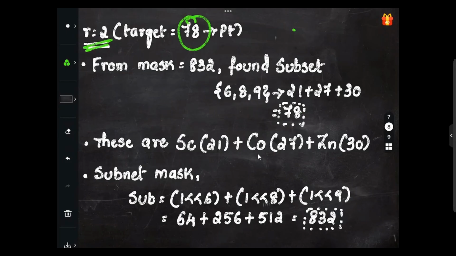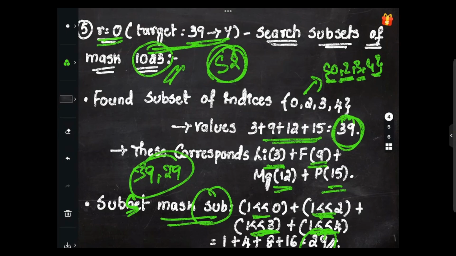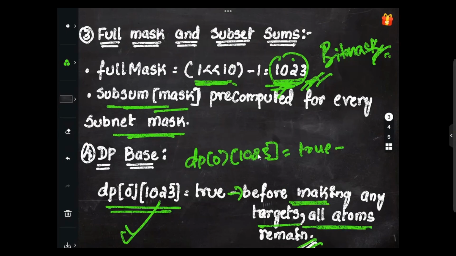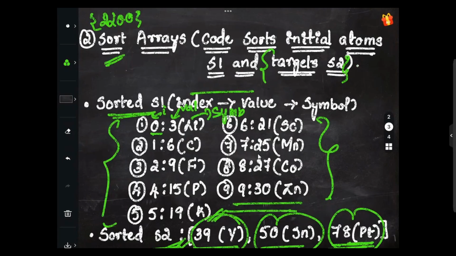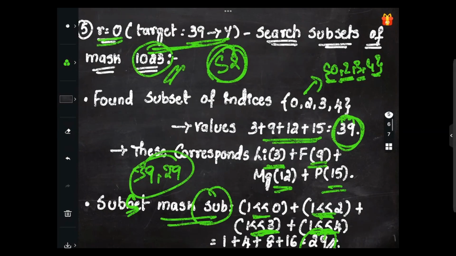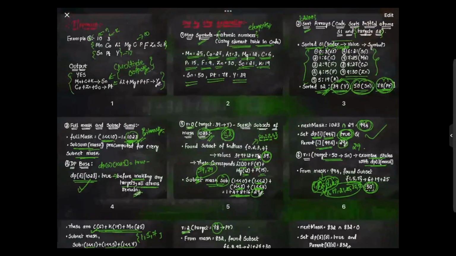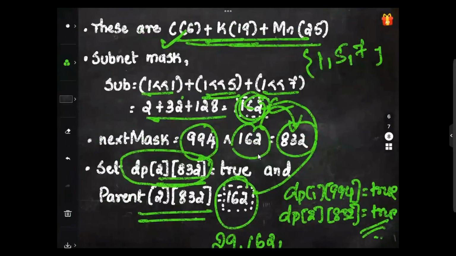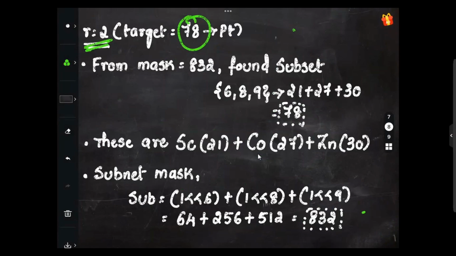So we had to consider, what are the things here? We are done with 39 by 50, this one Sm, and finally we are with 78, Pt, right? 78 nothing but Pt, symbol Pt, right? So this is fine. Just give me a second here. Yeah. Now from mask we previously have 832, right?